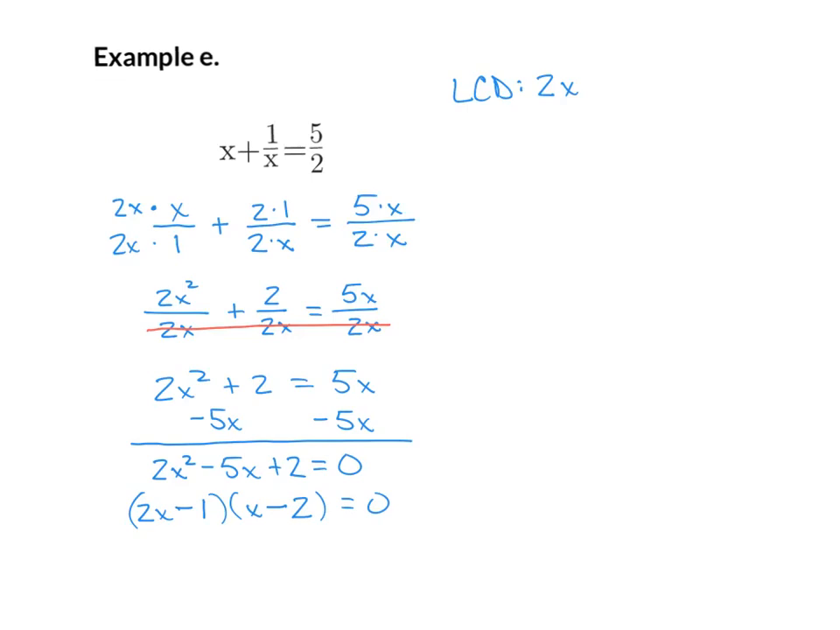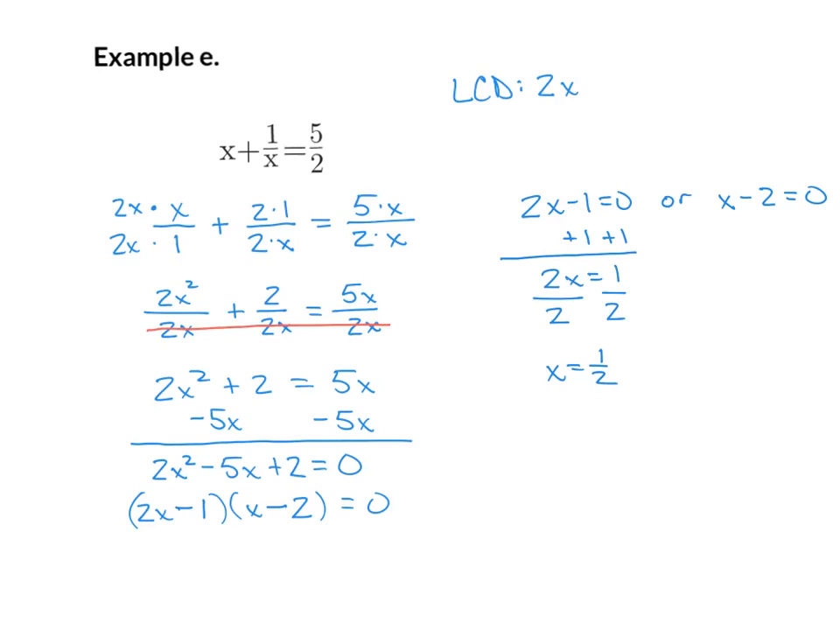All right, if we go ahead and set our factors equal to 0, we get 2x minus 1 equals 0, or x minus 2 equals 0. For the first one, I can add 1 to both sides, and I can divide by 2. So we end up with x equals 1/2. For the second one, I can add 2 to both sides. And we get x equals 2.